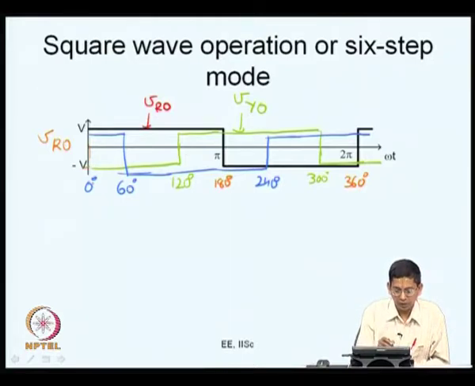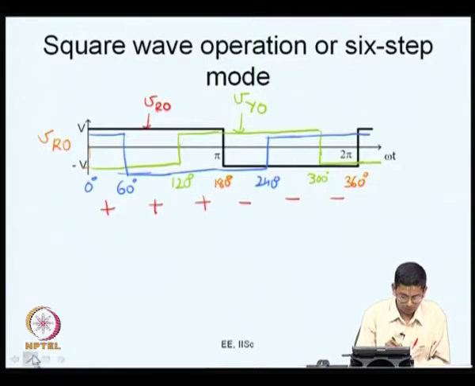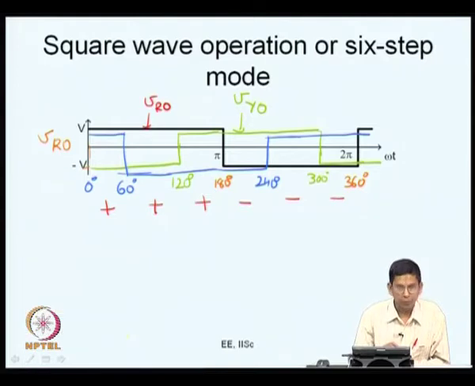Firstly, if you consider this first 60 degrees, you see that R phase is positive. The next 60 degrees also R phase is positive, and again between 120 to 180 R phase is positive. Between 180 to 360 degrees the R phase is negative. This is what you have. Now, let me look at the yellow phase. Let me choose yellow.